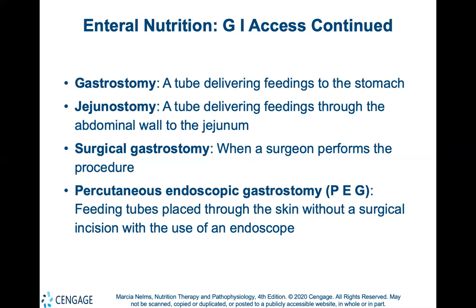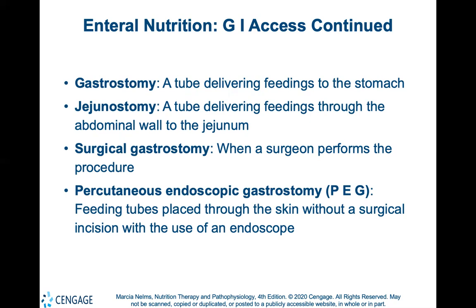A more permanent feeding tube can be inserted through the skin and is usually referred to by the location of the tip of the tube, followed by the suffix ostomy, from the word stoma, meaning opening. A tube delivering feeding to the stomach is a gastrostomy, while a tube delivering feeding through the abdominal wall to the jejunum is called a jejunostomy. A physician places permanent feeding tubes while the patient is sedated. If a surgeon performs the procedure, it may be called a surgical gastrostomy.